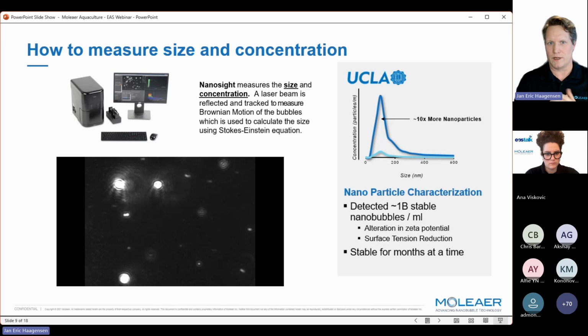For example, like UCLA did here for us in 2017, quantifying the size, which I said, the majority of nanobubbles that we produce are in the 100 nanometer size. And at the time, they were also able to monitor how long they stayed in solution and prove that they are stable for months at a time.